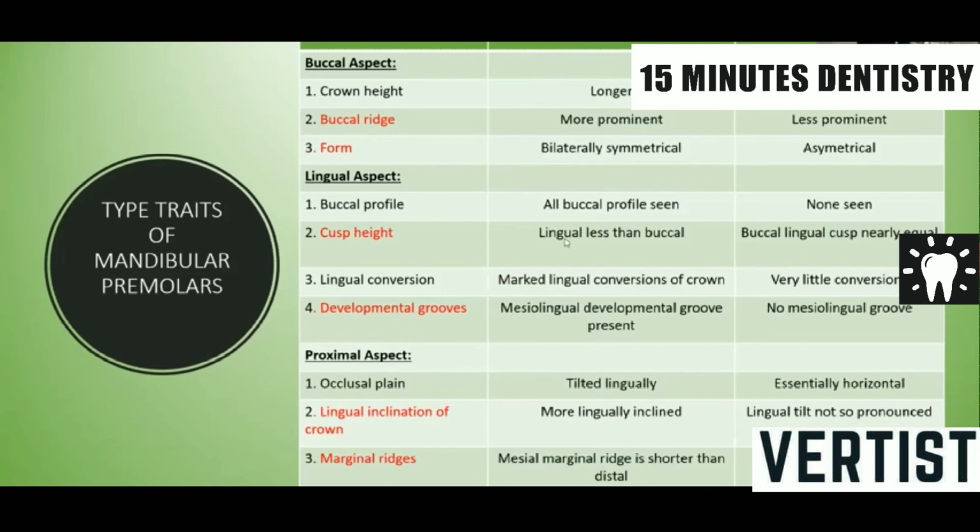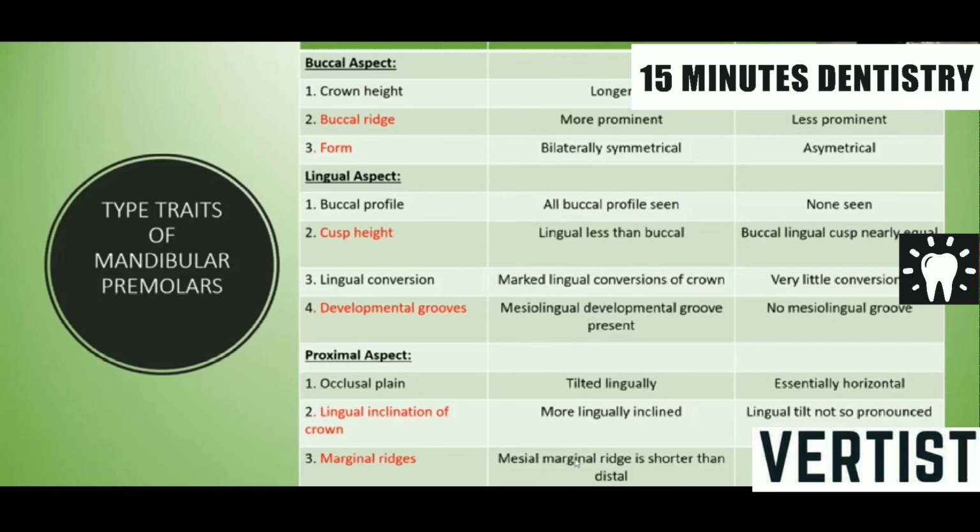The second premolar is asymmetrical. In the first premolar, the lingual cusp is rudimentary, smaller and non-functional compared to the buccal. In the second premolar, the buccal and lingual cusps are nearly equal. The first premolar shows marked lingual convergence of the crown, and here it is very little. Developmental grooves: the mesiolingual developmental groove is present in the first, and no mesiolingual developmental groove is there in the second. From the proximal aspect, the crown of the first premolar is more lingually inclined, and the lingual pit is not so pronounced in the second.